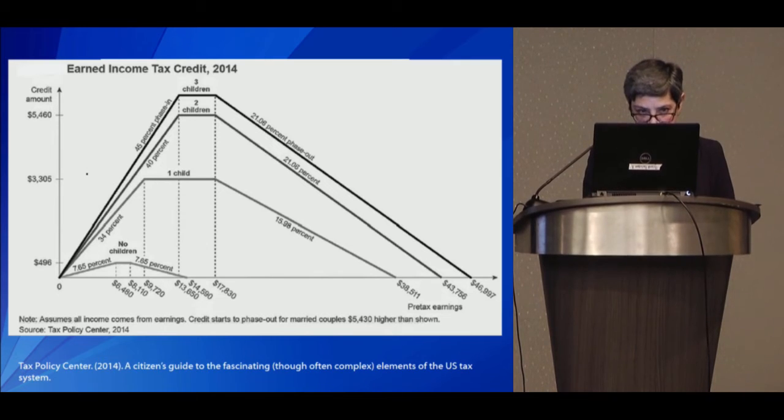So just to give you an idea of how big a credit, if you were married and you had three children, you would get about $6,000 if you were earning between $13,650 and $17,830. So it has a gradual increase as you earn more income, and then it plateaus, and there's a gradual decrease with the more income that you're earning. So another benefit of this policy is that it doesn't have what they call cliff effects, so it doesn't abruptly stop.